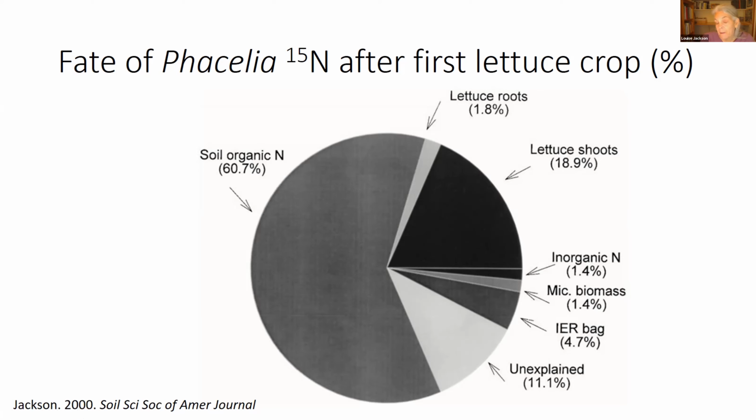That unexplained could be experimental error. Maybe we just didn't get all our N15 back as we excavated all the soil out of the cylinders, but it also could be partly due to denitrification that occurred during the times when the cylinders were being irrigated. So one interesting question is, why is there so little inorganic and microbial biomass in the soil when we know that there was a lot of mineralization that went on? Otherwise, we wouldn't have only 60% of the N15 left in the soil organic matter.